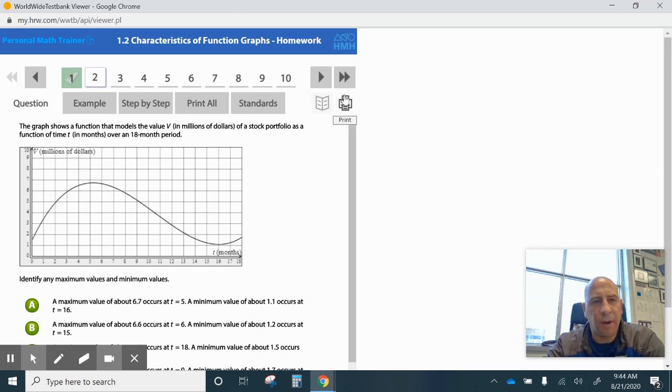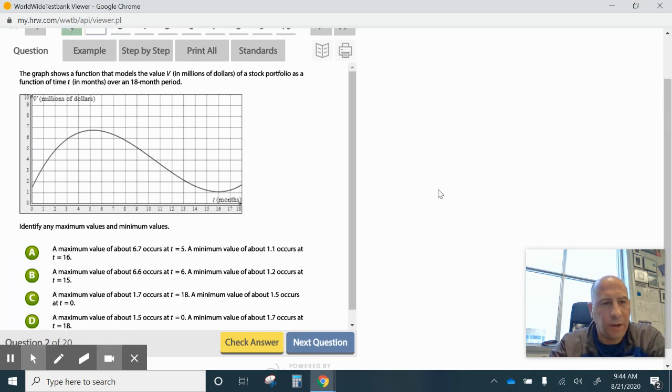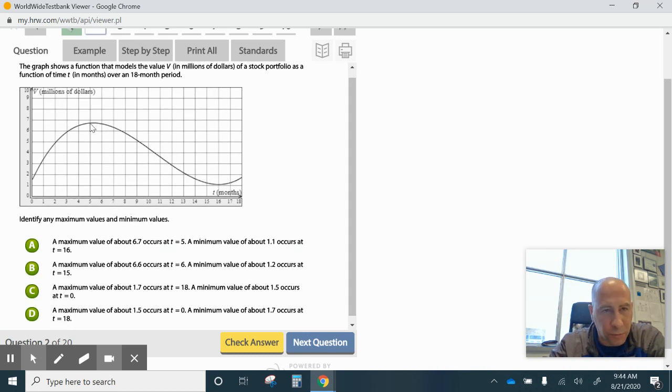All right, let's take a look at number 2. The graph shows a function that models the value V in millions of dollars of a stock portfolio as a function of time t. Let's scroll this down. Identify any maximum values and minimum values. The maximum value is right there, so when t equals 5. So let's look at the answers. That could be correct. That's wrong, wrong, and wrong. So the only option so far is A. Let's make sure that the value is correct at 5. 6.7, that seems logical. And a minimum occurs at 16, which looks good in 1.1. So the answer is A.